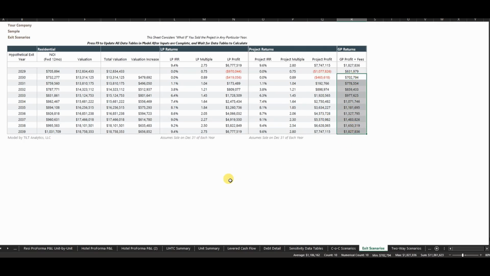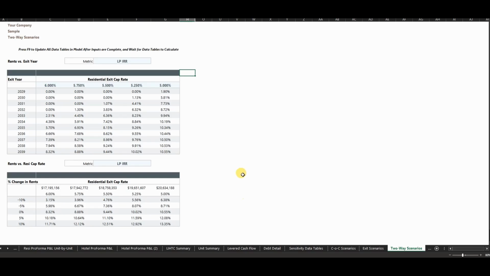And then lastly, there's a fourth sheet that comes standard in the model that is two-way data tables. So we're evaluating the intersection between changing two different variables at the same time. So what if you sold in any given year? And what if your exit cap rate was across a range of inputs? And the body in the table on the inside shows the outcome metric that you care about.